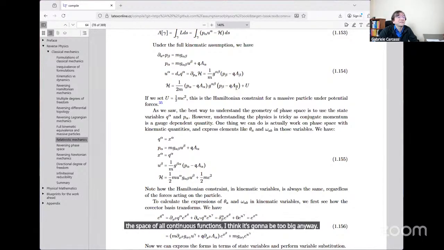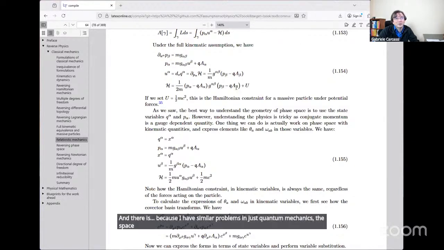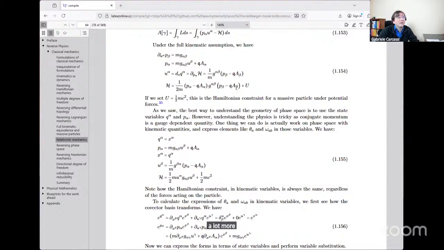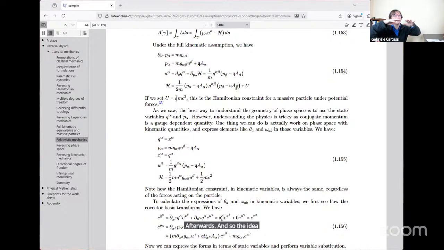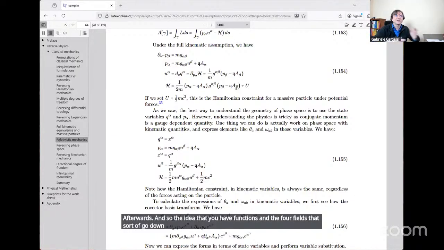Because I have similar problems in just quantum mechanics. The Hilbert space is too big. And if you look at the Schwartz space, then things become a lot more sane. Even when you think you have this infinite space, you don't. You just have a region, and you don't care what happens afterwards. So the idea that you have functions, and therefore fields, that go down at infinity faster than any exponential would make a lot more sense.